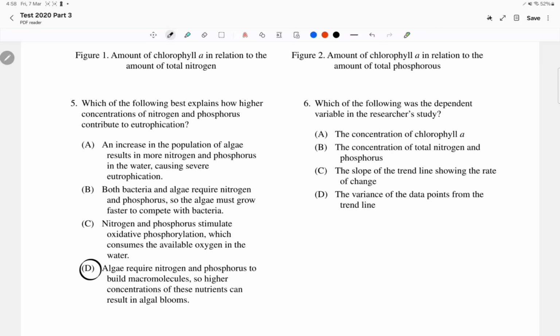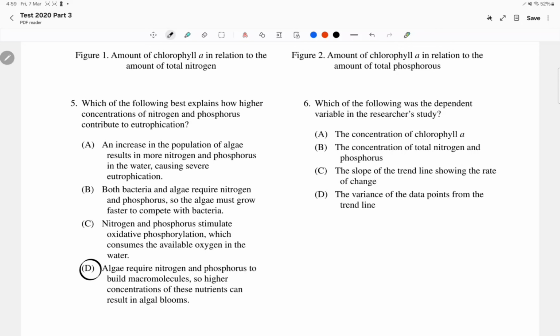6. Which of the following was the dependent variable? Guys, why do you guys think it's D? I think it's B. Do you guys know what 5 is? Do you guys understand it now? Yeah. To build macromolecules, right? Yeah. Okay. Because when I studied, it said that this thing builds macromolecules.